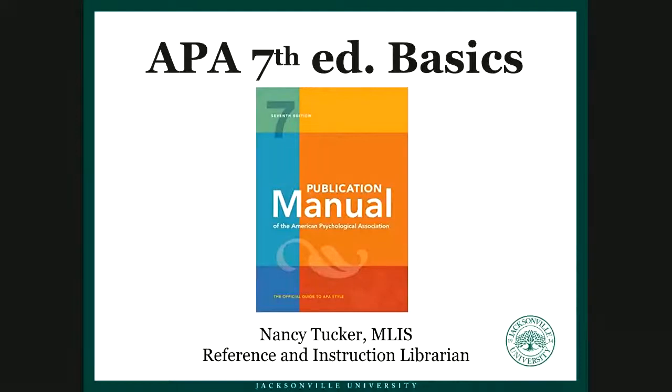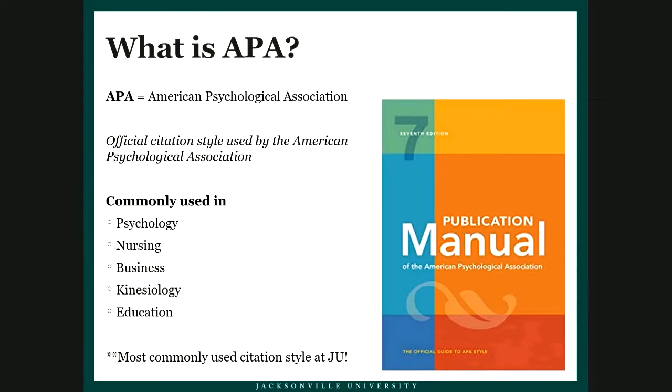So let's go ahead and get started and just talk a little bit about APA. What is APA and how are you going to use it? Again, my name is Nancy Tucker, and I'm one of the librarians at Swisher Library. So what is APA? APA stands for the American Psychological Association. The APA manual is the official citation style used by the American Psychological Association.